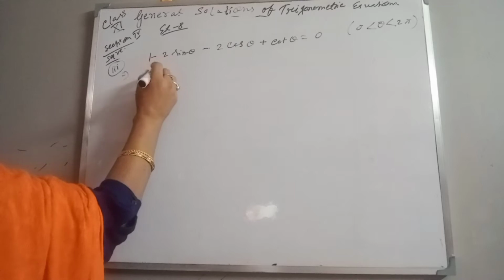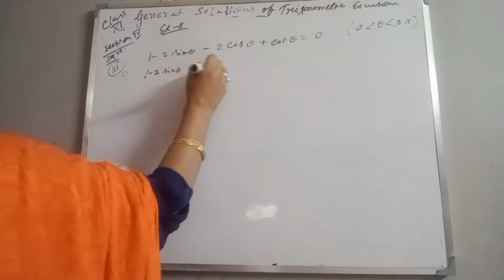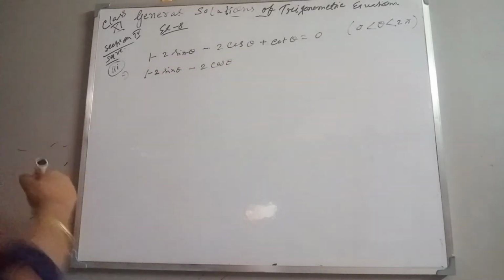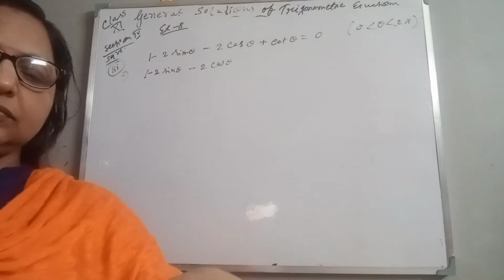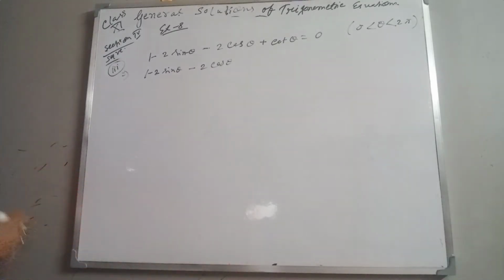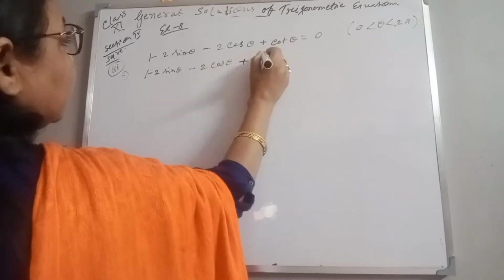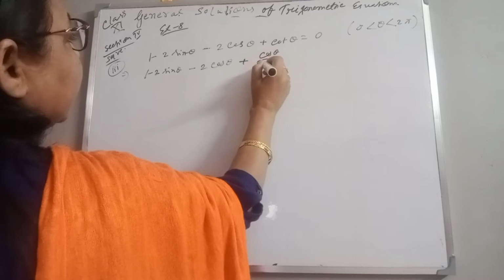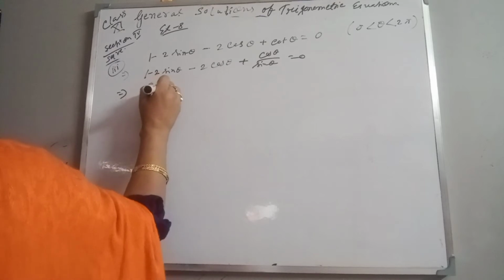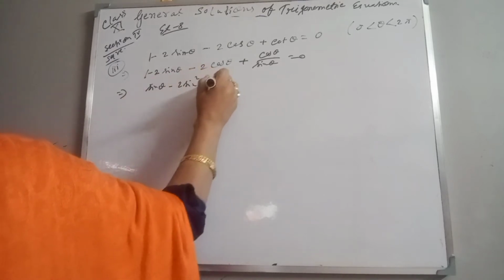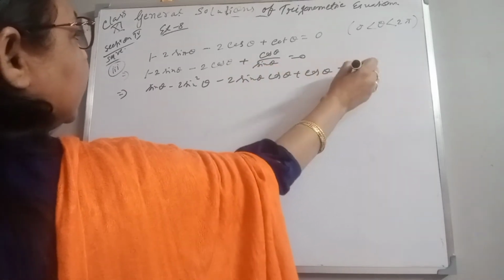1 minus 2 sine theta minus 2 cos theta plus cot theta, we can write cot theta as cos theta by sine theta, is equal to 0. Now do the LCM. So it is coming sine theta minus 2 sine square theta minus 2 sine theta cos theta plus cos theta is equal to 0.